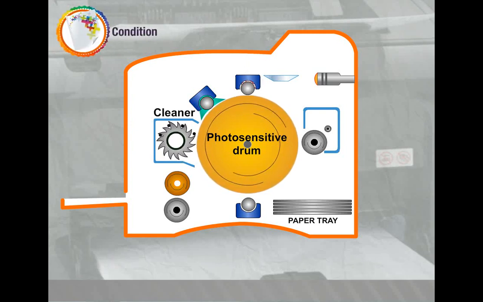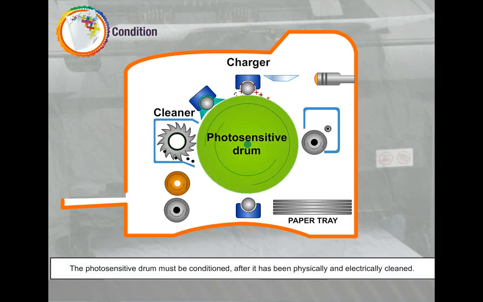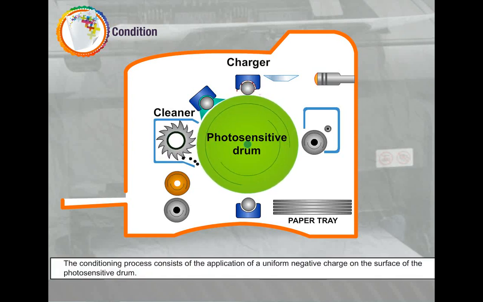Conditioning. The photosensitive drum must be conditioned after it has been physically and electrically cleaned. The conditioning process consists of the application of a uniform negative charge on the surface of the photosensitive drum.